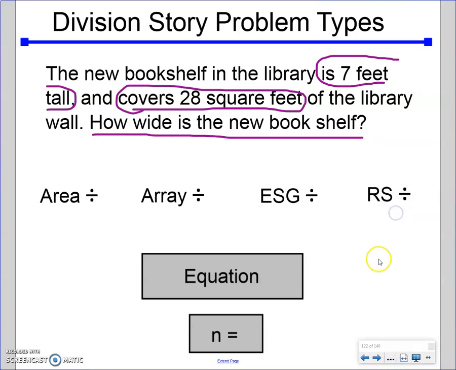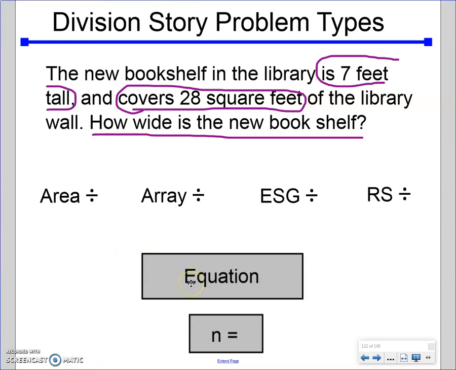What kind of story problem is this? This one's pretty obvious, isn't it? If we're talking about an object covering square feet, it's obviously an area division story problem. What equation would we write to solve this problem? Think carefully about which number's the dividend and which number's the divisor.